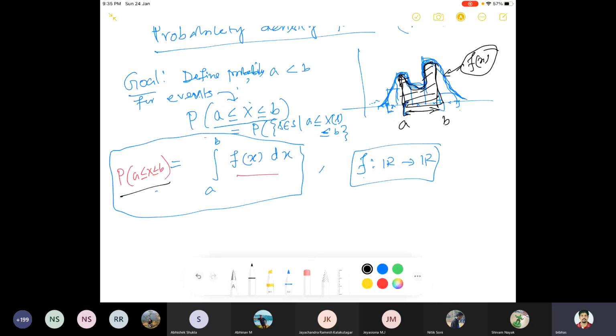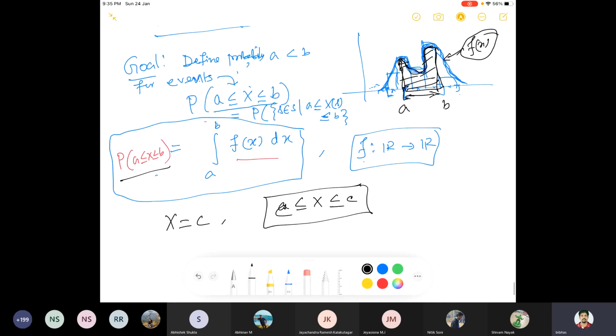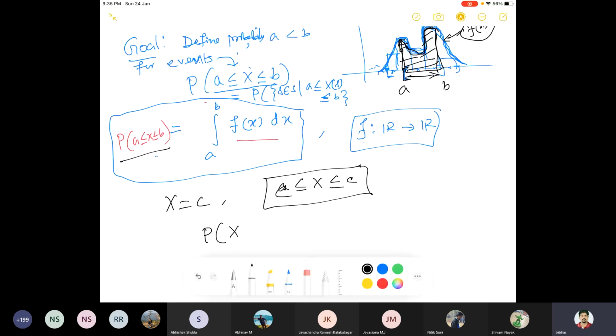Now here you see, if I pick a particular number, X equal to some c, then what happens? The probability can be explained as c less than or equal to X less than or equal to c. I can always say this. So that means the probability of X equal to c, for any c, is nothing but 0.